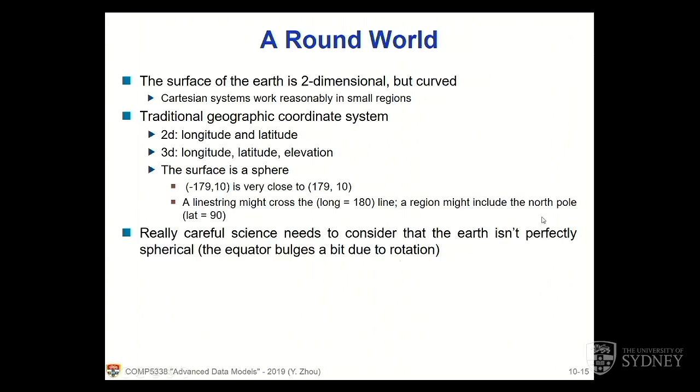Or if a region includes the North Pole with latitude equals 90, then calculating the area of the region, and lots of other things, need special handling. So all of this can become pretty complicated, and it's hard for individual developers to work everything out. So it's better to use a system. And even if you're really careful, you need to consider that the Earth is not perfectly round. But most of the time, we don't need to worry too much about that.